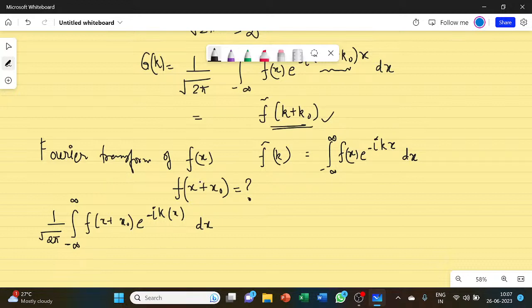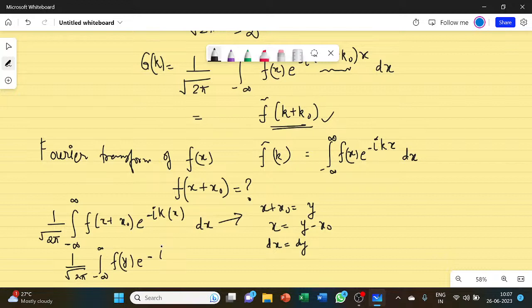If I want to write the Fourier transform of f of x plus x naught, here I can write x plus x naught as simply equal to y. So x would be simply equal to y minus x naught, and dx will be equal to dy. So this is 1 upon root 2 pi, from minus infinity to plus infinity, f of y e to the power minus iota k, instead of x, I can write y minus x naught, and instead of dx, I will write dy.